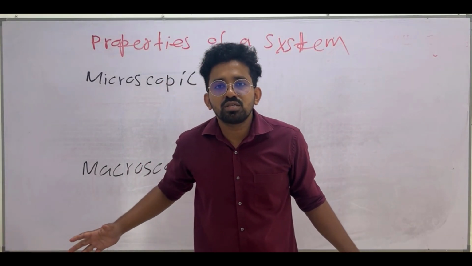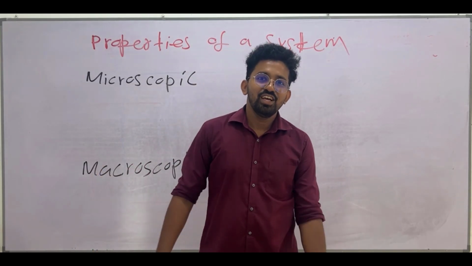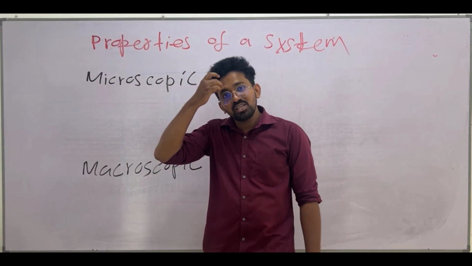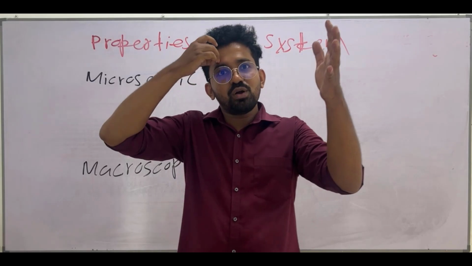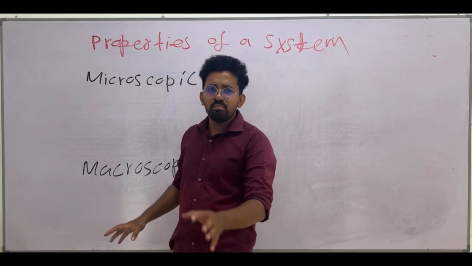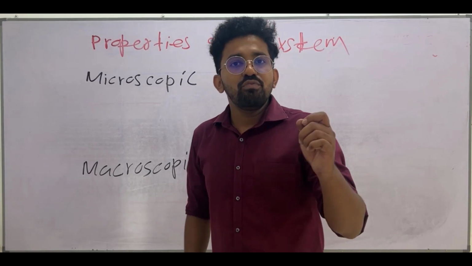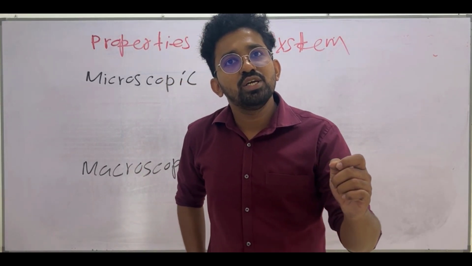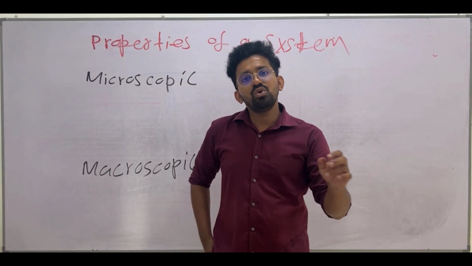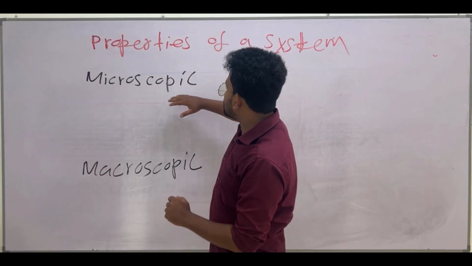So we can touch a person and say, yeah, you are a cool person, or you are a hot person. Or we can see a person and say you are a white person, or you are beautiful, or you are ugly. Those are macroscopic properties. But when it comes to microscopic properties, we cannot say that inside you are a good person. We don't know that. So we have to go inside that person to check the microscopic properties.